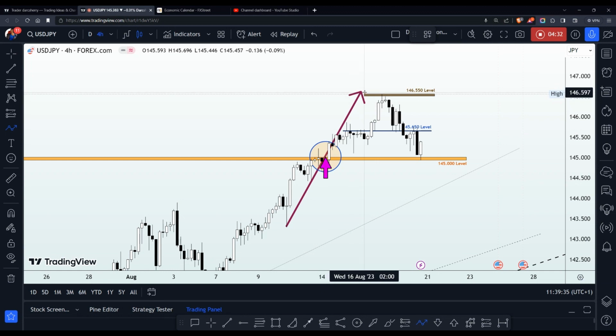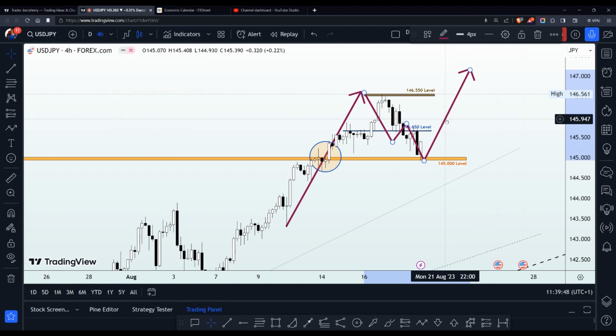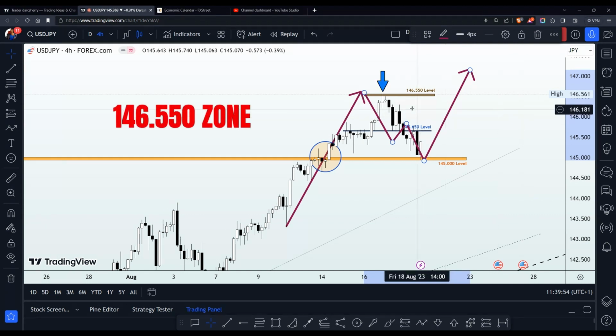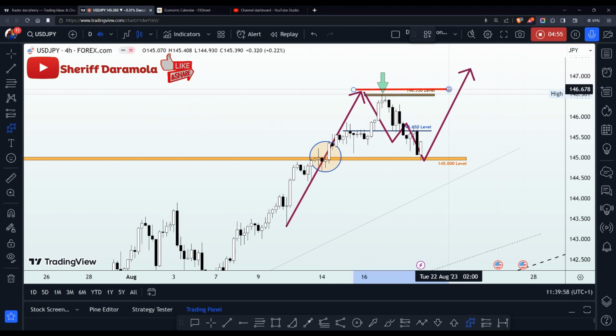And from a technical standpoint, we expect that price action will at some point come back to retest that structure with the anticipation of an uptrend continuation. However, it's not all the time that this technical expectation happens, especially when price action has found a new high at the 146.550 area.